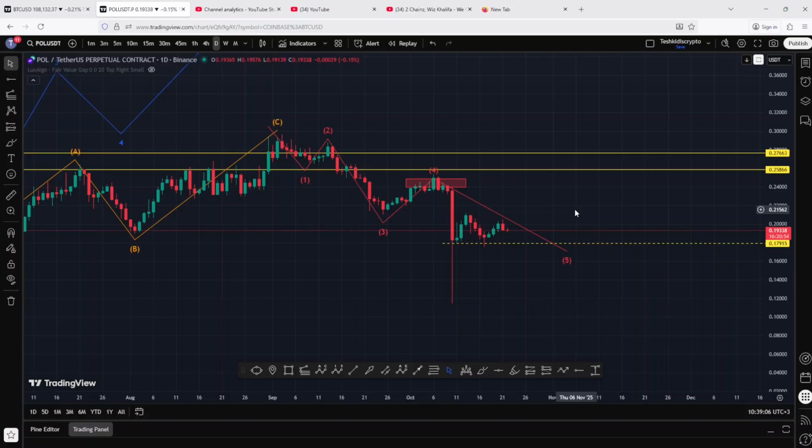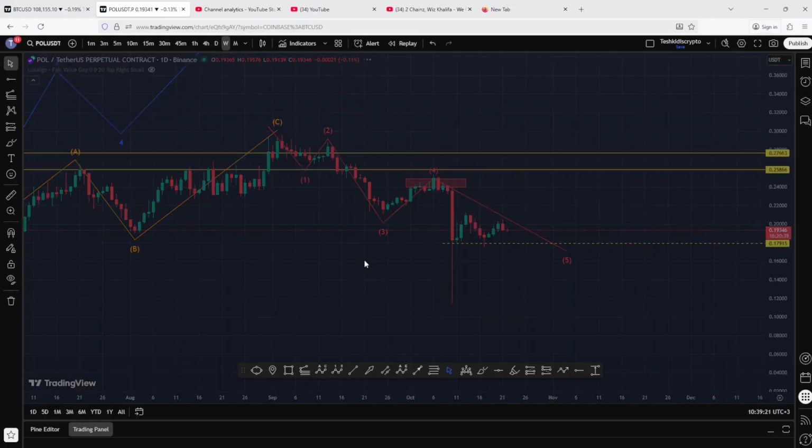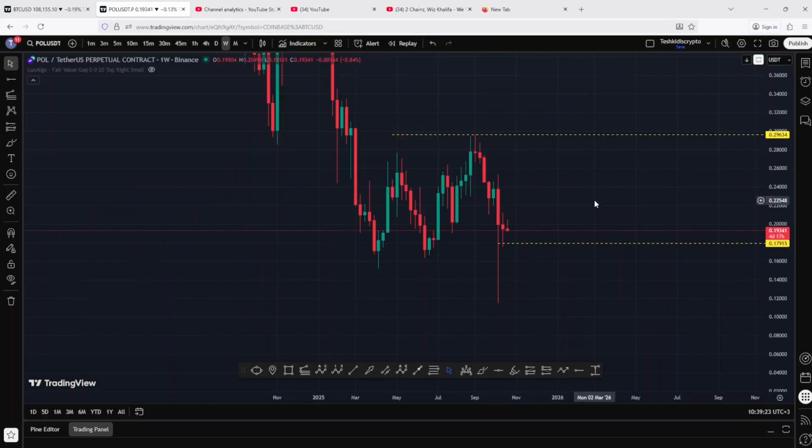And on today's update video, I will be discussing a significant low that we need to continue holding on the short term and a very significant high that we need to see a break above on the long term here on the Polygon Matic chart. So make sure that you stick around till the end of the video.